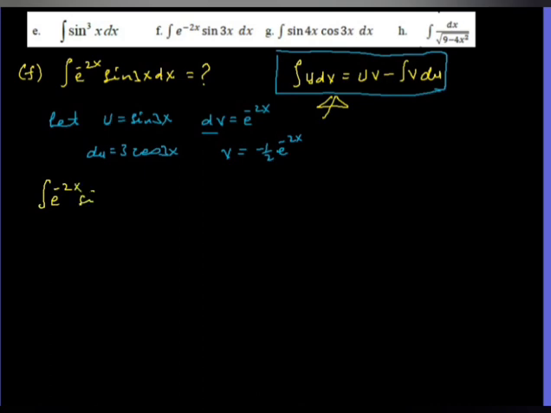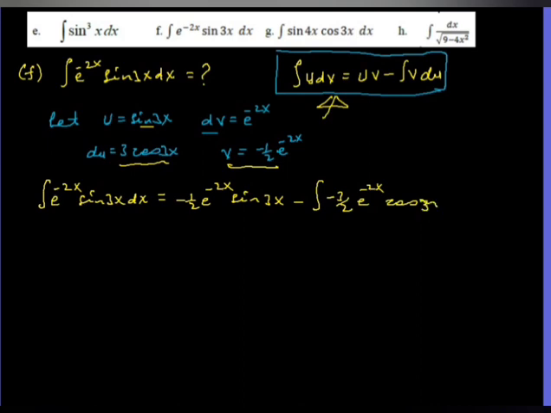the integral of e to the power of minus 2x times sine 3x dx will be u times v, which is minus half of e to the power of minus 2x times sine 3x, minus the integral of v du, which is minus 3 over 2 e to the power of minus 2x cos 3x dx. So we have minus half of e to the power of minus 2x sine 3x plus 3 over 2 times the integral of e to the power of minus 2x cos 3x dx. Call this equation 1.